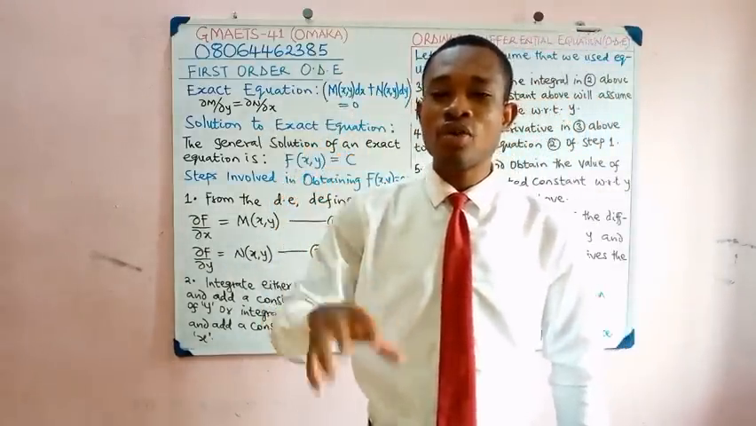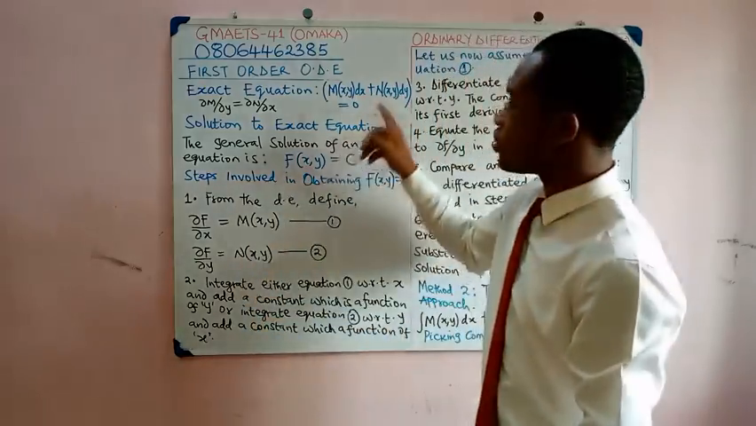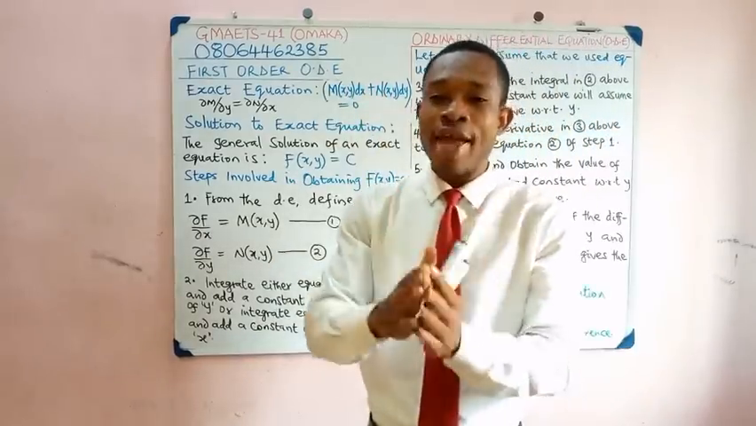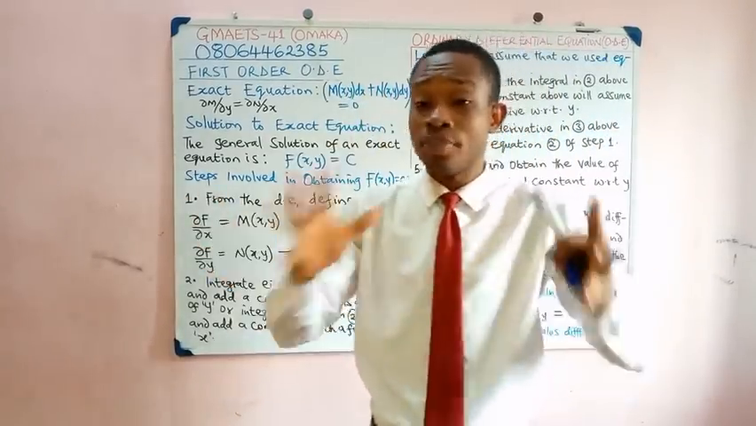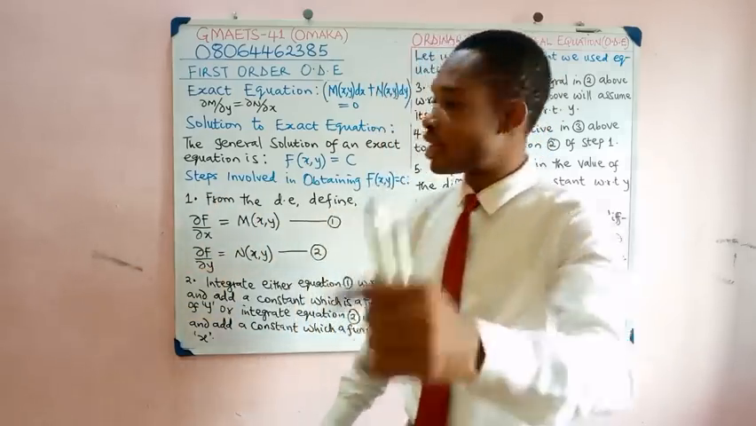Whenever a problem is given to you, if it's an exact equation, before you proceed to solve anything, you must transform it to this format. What does it mean? The M function and the N function, or simply the dx and dy terms, should be on one side of the equation, and then you make it equal to what? 0. It's a must. Please take note of that.